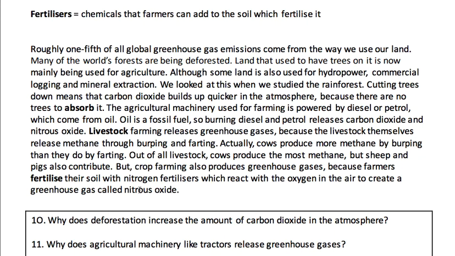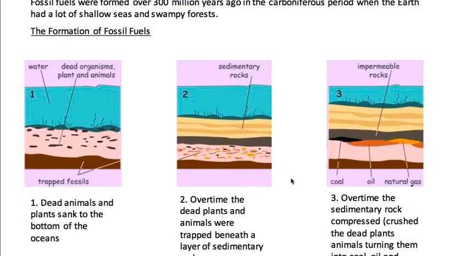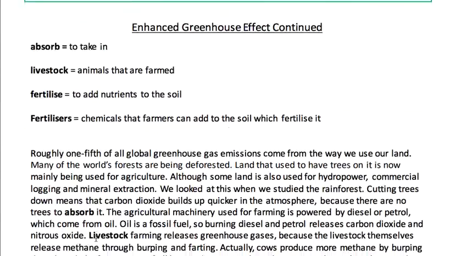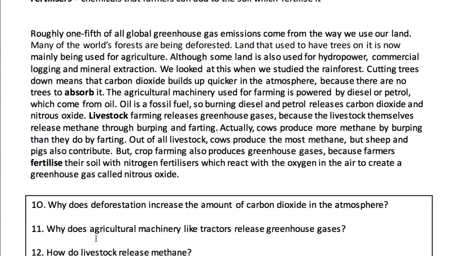First, agriculture machinery, so things like tractors, combine harvesters, they've got to be powered by something, and they're powered by diesel or petrol. Diesel and petrol come from oil, and remember from our fossil fuels that we studied right back here, oil is a fossil fuel, so it's made from dead plants and animals that have sunk to the bottom of the ocean. Because it's a fossil fuel, when you burn it, it releases carbon dioxide and nitrous oxide. So, tractors, combine harvesters, any agriculture machinery, that's going to produce greenhouse gases.